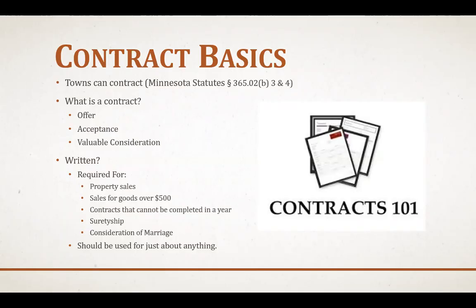A contract that cannot be completed within a year must also be written. So if there's a provision within the contract that it'll go for 18 months, that contract must be written. Suretyships, so types of insurances, need to be written. And then consideration of marriage. A marriage contract does have to actually be written. It can't be a vocal exchange.